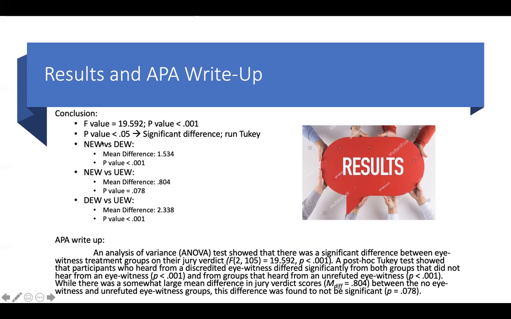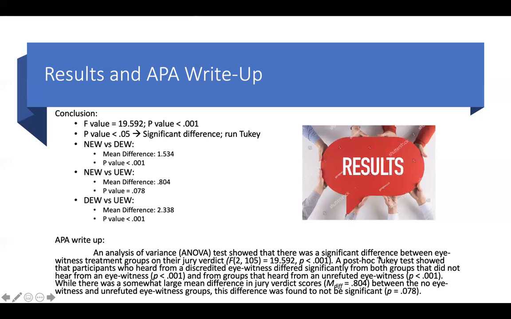These are little acronyms for no eyewitness and discredited eyewitness. You want to write down the mean difference, all this stuff. Just keep in mind all these things, and then you write it into this lovely write-up. An analysis of variance, that's the test. You always want to say the test. It showed that there was a significant difference between eyewitness treatment groups on their jury verdict. And you put the test values here: F, the two degrees of freedom, test statistic, p-value.